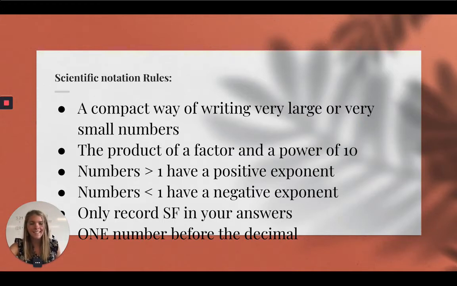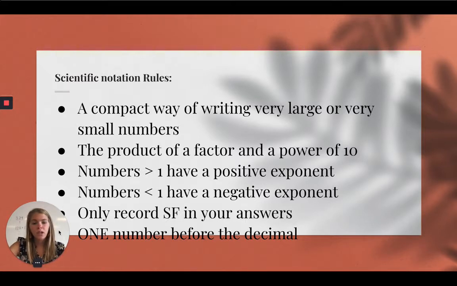Hello again. This lesson today is about scientific notation and the rules of scientific notation. Here is a list of the various rules of scientific notation and what scientific notation is. So scientific notation is just a compact way of writing very large or very small numbers. There's always a factor of 10 involved, which means we're multiplying something by 10.